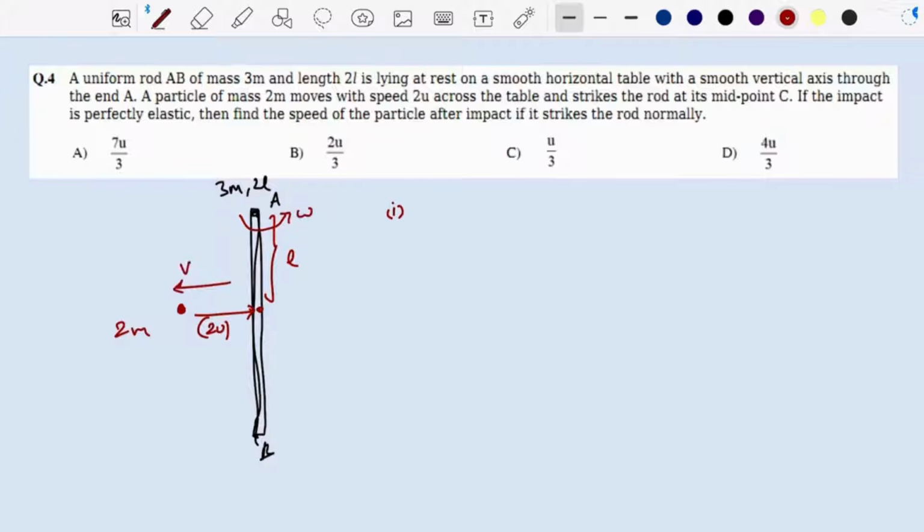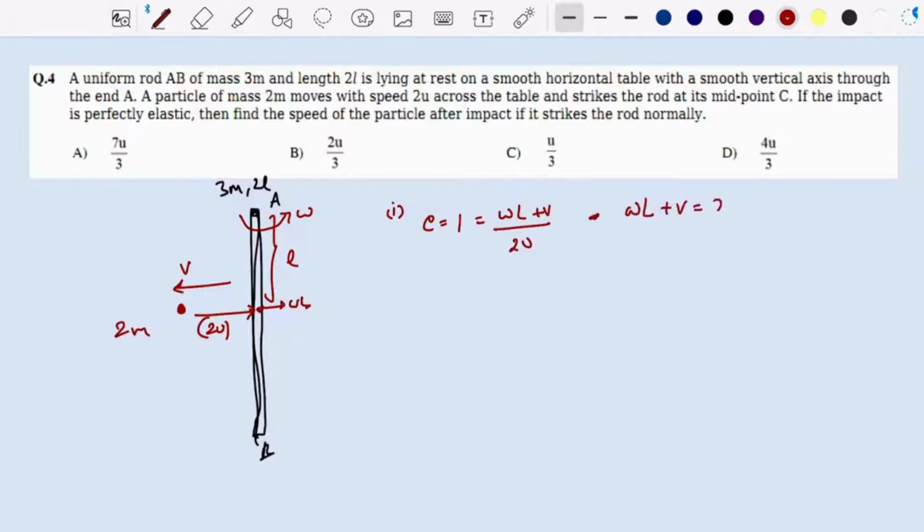First equation: e is equal to 1, so speed of separation by speed of approach. Speed of separation will be the velocity of this point, which is omega L, plus v, because they are both separating in opposite directions, by 2u. From this I'll end up getting omega L plus v is equal to 2u. This is my first equation.